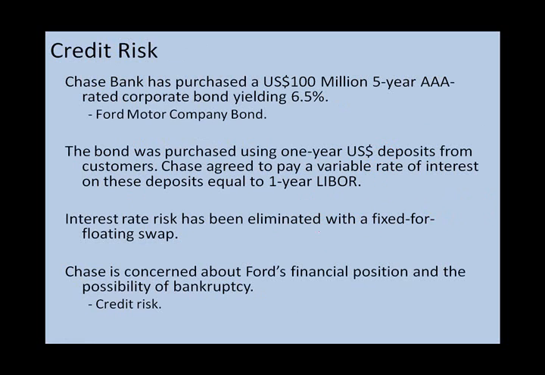Suppose, in fact, that AAA Corporation, whose bond Chase purchased, was actually Ford Motor Company, and Chase is concerned about Ford's financial position and the possibility of bankruptcy. It doesn't want Ford to go out of business and go bankrupt, because that will mean Ford will default on its interest payments, and it may indeed default on the principal value as well of 100 million. Chase doesn't want that. At the moment, Chase has credit risk, and it wants to manage that credit risk. The way it can do that is through the use of a credit default swap.